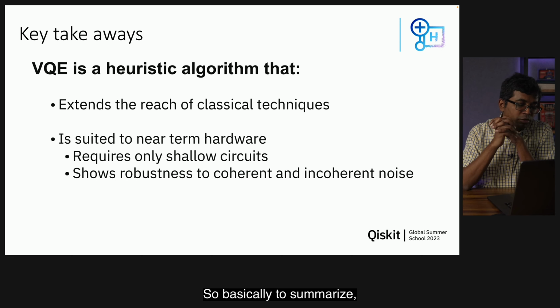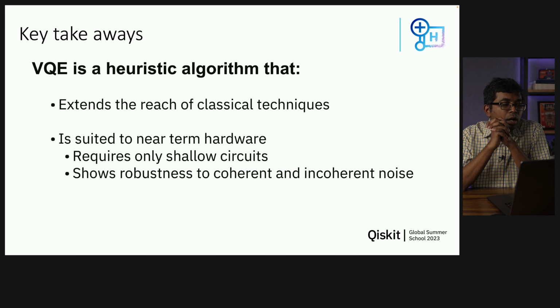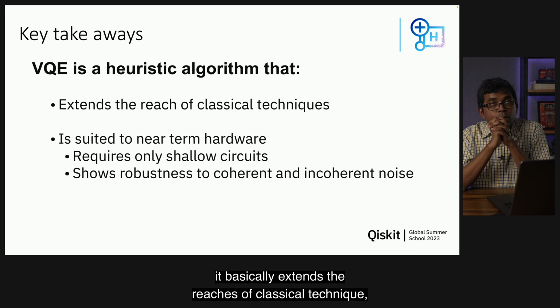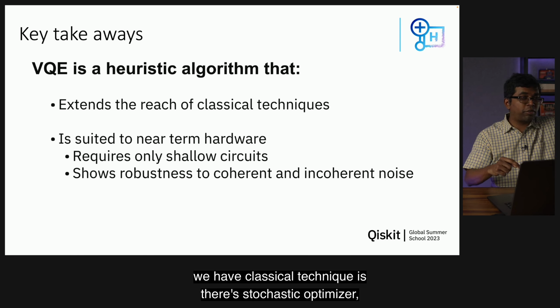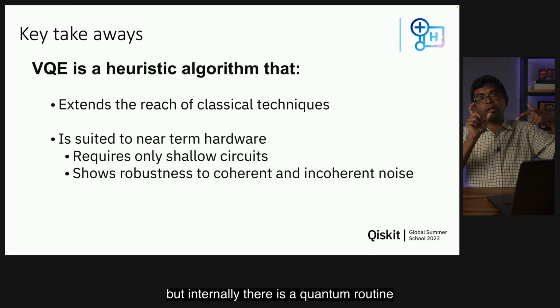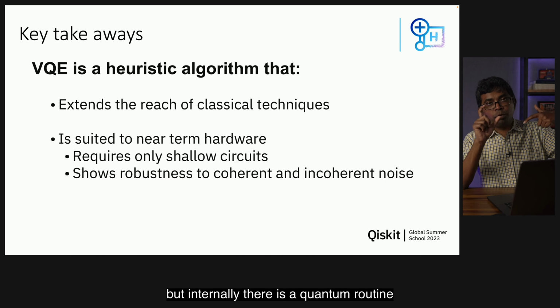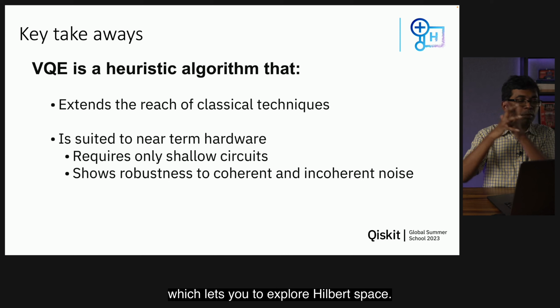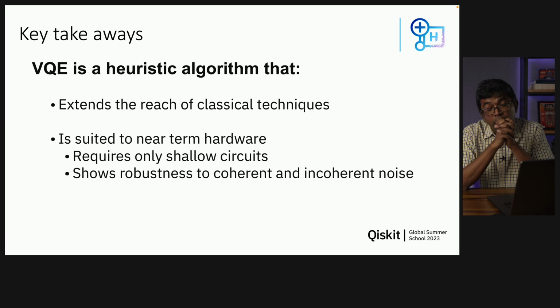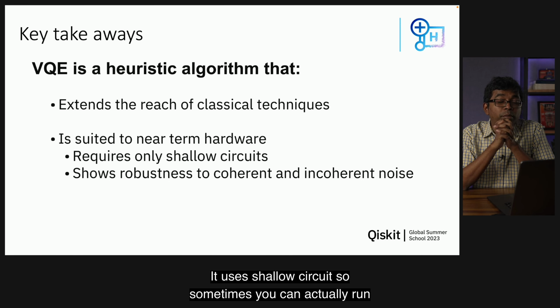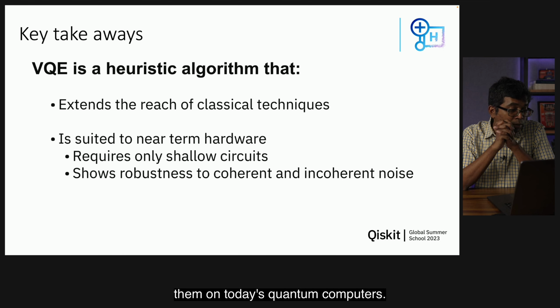So basically, to summarize, it extends the reach of classical technique. Here, the classical technique is a stochastic optimizer, but internally there is a quantum routine which lets you explore Hilbert space. It uses shallow circuits, so sometimes you can actually run them on today's quantum computers.